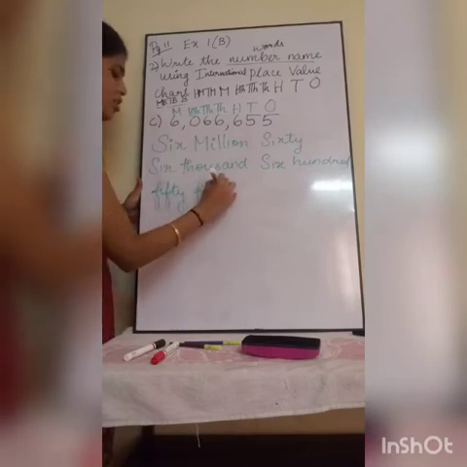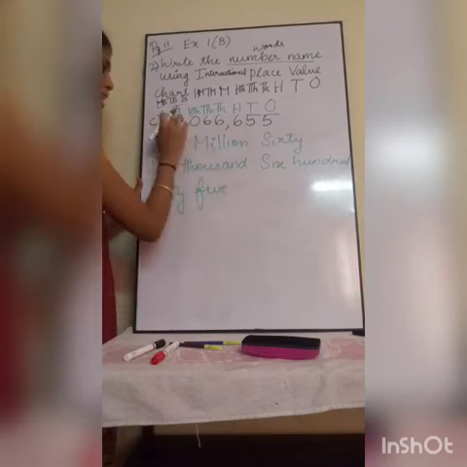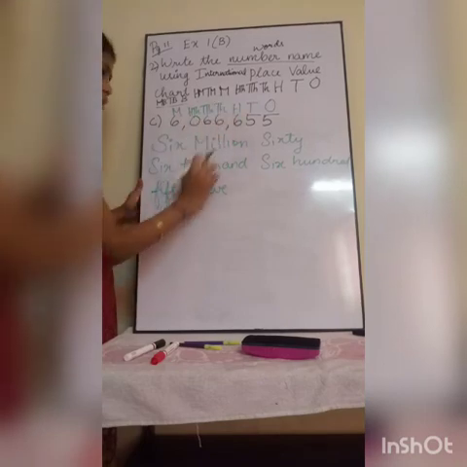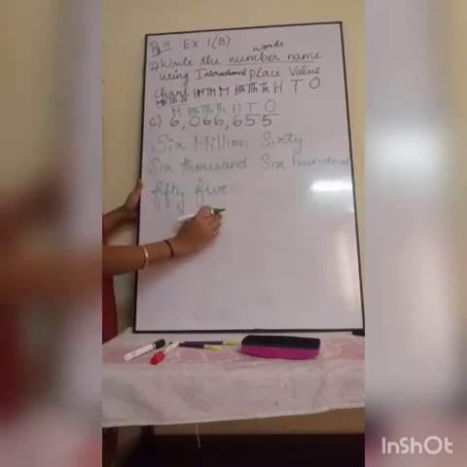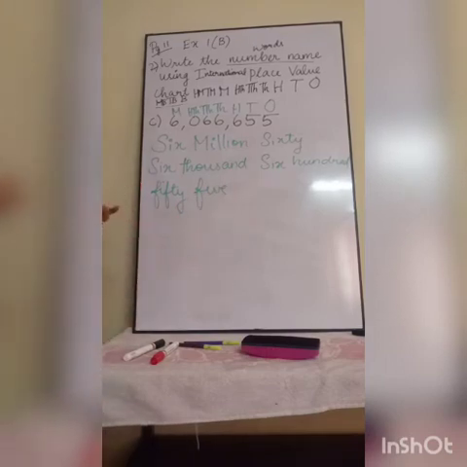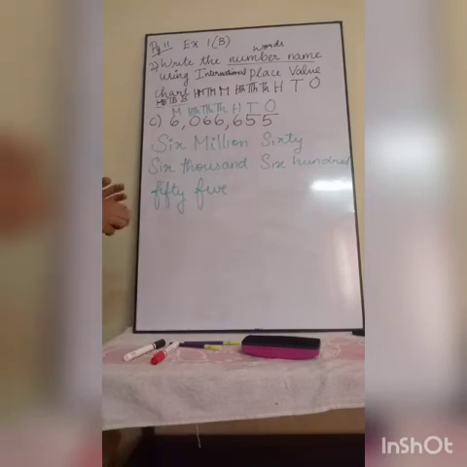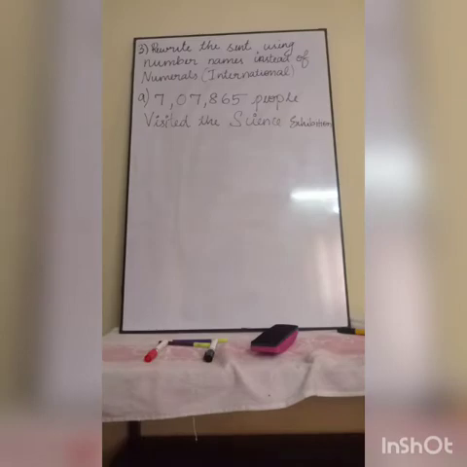Okay, so here 6,066,655. Understood? This is your number name for this question. So D, E and F questions are your homework questions. Okay, understood? Next is your third question.